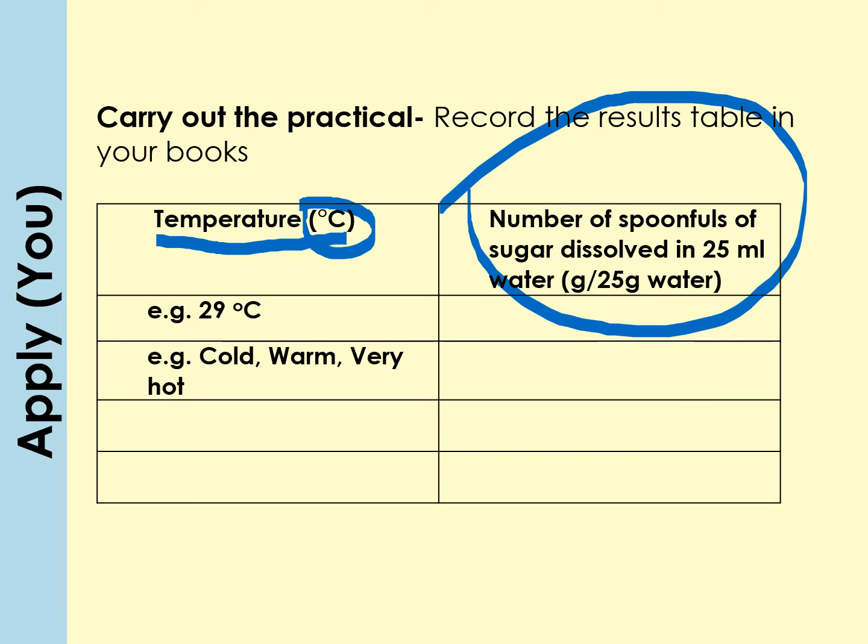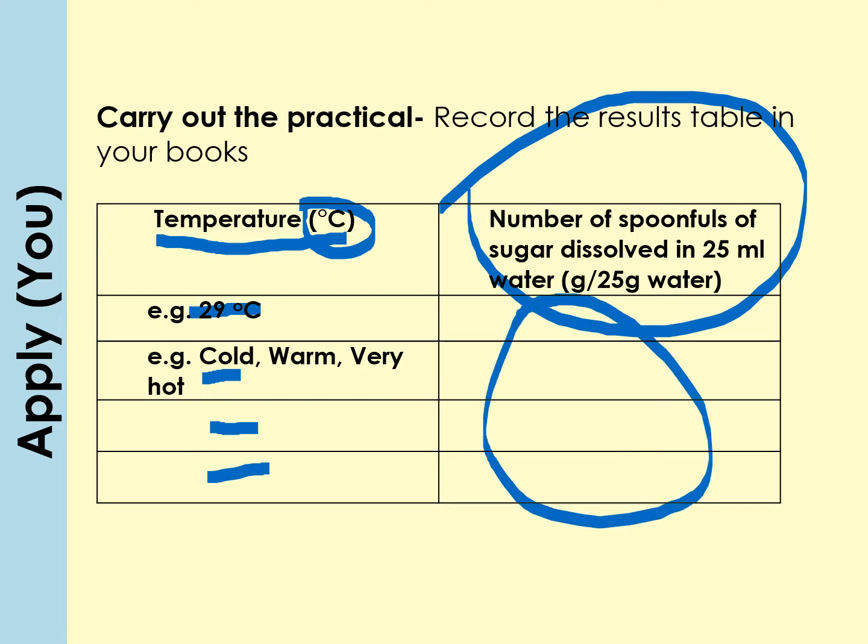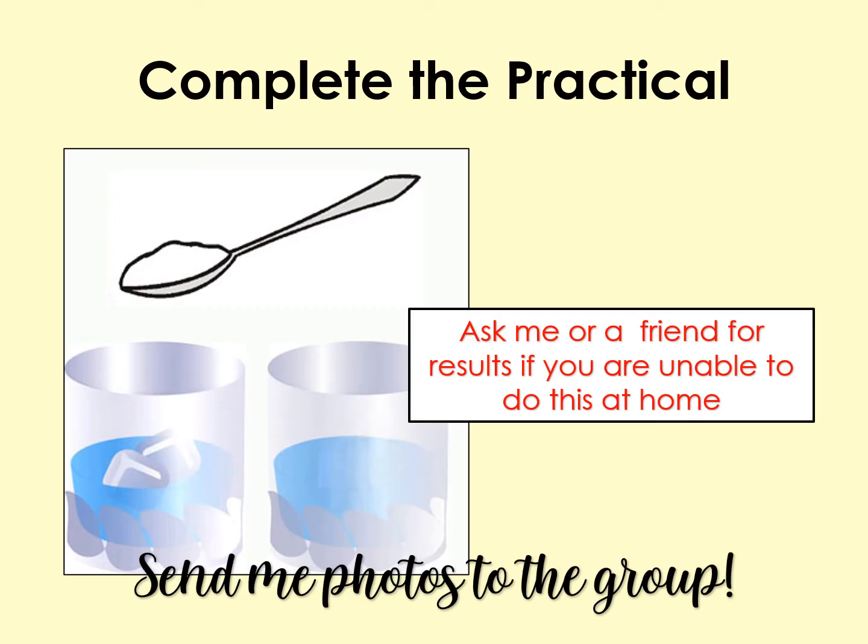And then you can either write down the temperature if you had a thermometer, or you might write down in one column cold, warm, and very hot. And I'd like you to write down what your results were in the practical. Good luck. I'd like you to now complete the practical, please.